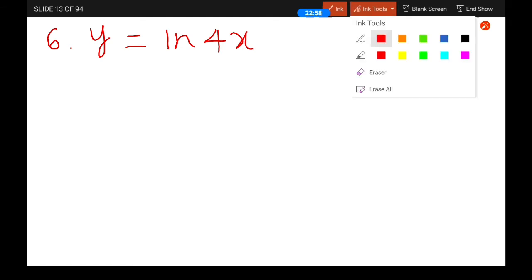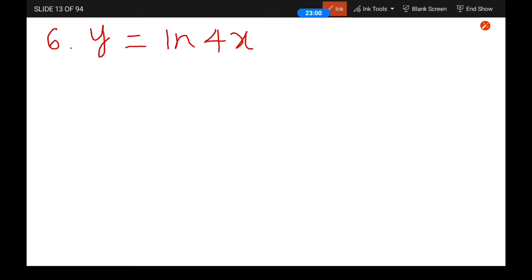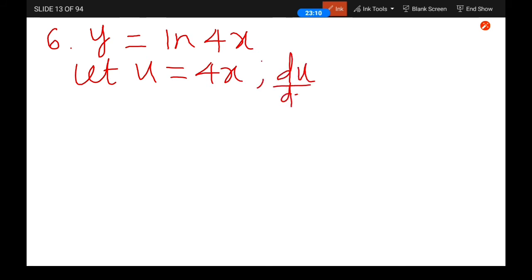Question 6. We are moving now. Look at this. Y equals ln 4x. Yes, we are moving as well. It's still function of function. I'm trying to expose you to more ways of asking function of function. If you have this, you also say let u be 4x. So that means we're going to be having du dx. And du dx will give us what? 4. Very good.